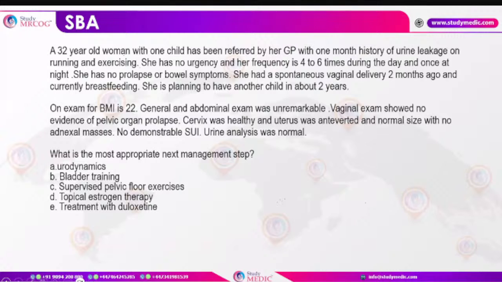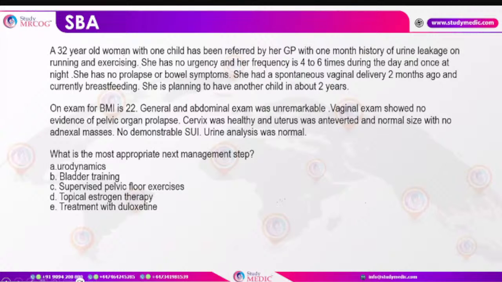So basically, this woman has only urinary leakage, and that too only on running and exercising. That means whenever she is doing some physical exercise, at that time she has urinary incontinence. There is no frequency, there is no urgency. So in all likelihood, she has stress urinary incontinence.